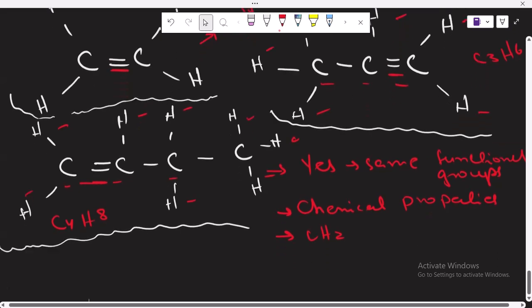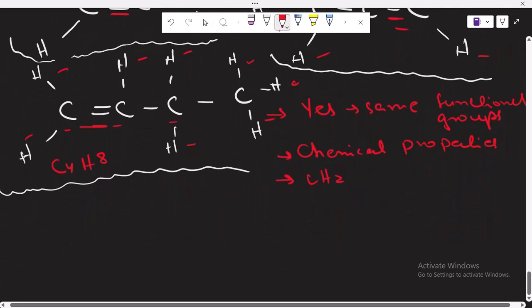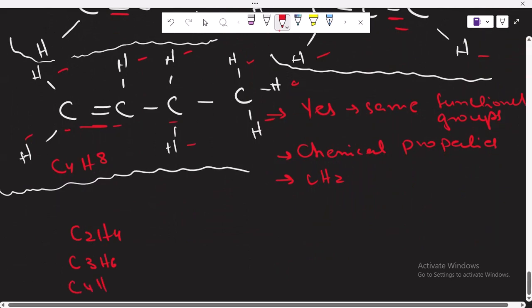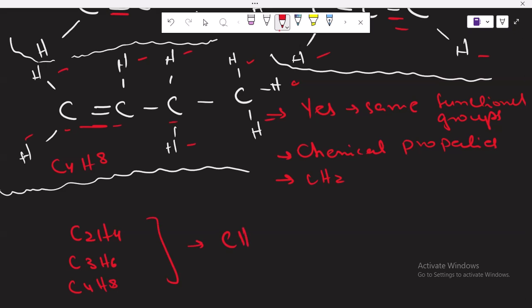So if I look at the difference here, the first molecule had C2H4, the second molecule had C3H6, and the third molecule had C4H8. So now, you see, all of these molecules differ by a CH2 unit. How? Because when one carbon atom is added, 2 hydrogen atoms are added as well. So this is a ratio of +1 and +2.